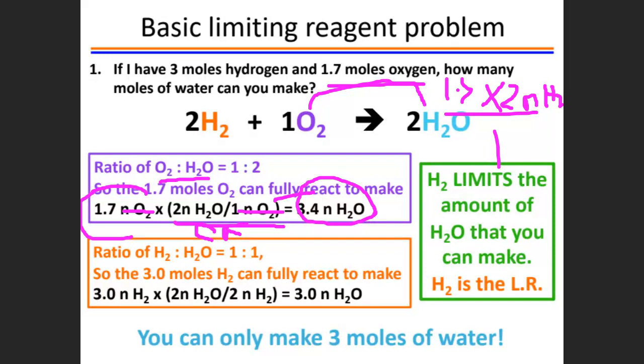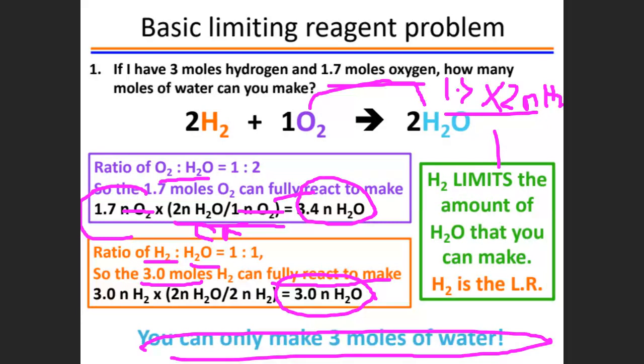See, the hydrogen and water ratio is 1:1. So the 3 mole hydrogen can fully react to make 3 mole water. That means we don't have enough hydrogen to react with 1.7 mole oxygen to prepare the 3.4 mole. That's why in this particular problem, we can only make 3 moles of water, and here hydrogen is the limiting reagent and oxygen is the excess reagent.